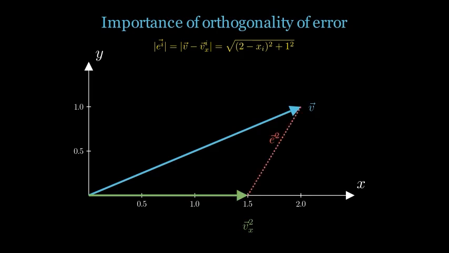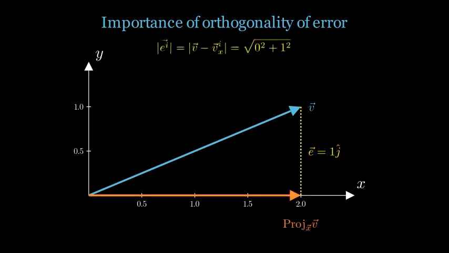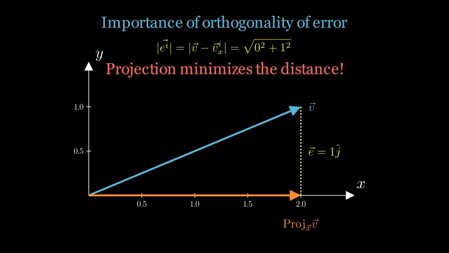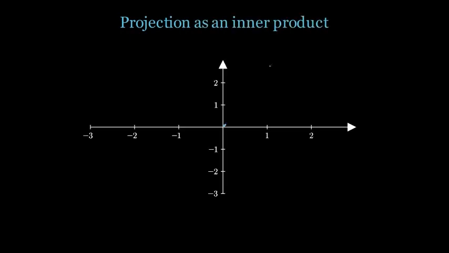For the second example, we take x equals 1.5. Similarly, for the third example, we take some value beyond 2, let's say 2.1. But still, the error vector is large. But for x equals 2, the error vector is the minimum. So we can say this orthogonality in a sense minimizes the distance between the vector and its projection on a certain axis.